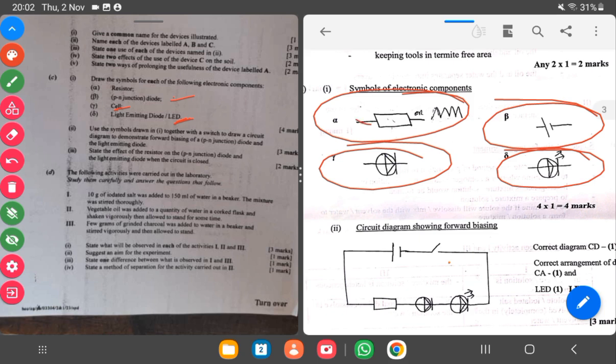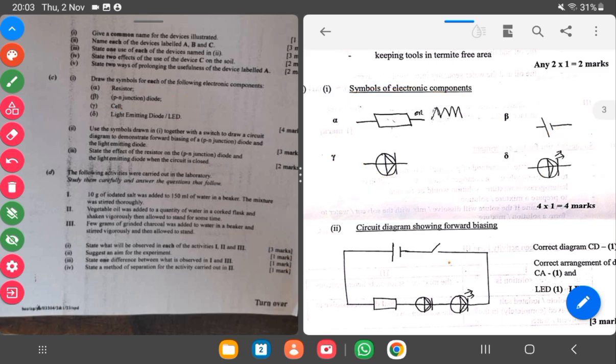So let's take it again. This is your resistor, this is your cell, this is your PN junction diode, and then this is your LED. So just adding my labeling, and let's move on to the next question. So it says, use the symbols drawn together with a switch to draw a circuit diagram to demonstrate forward biasing. Forward biasing is the positive part of the cell facing the positive part of the PN junction diode, the P part, and then negative part, this is the negative. So the shorter part of the cell is the negative, and then the taller part, when you're drawing the symbol for the cell, is the positive.